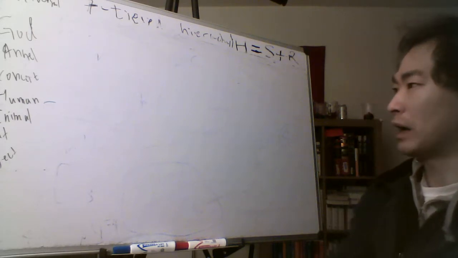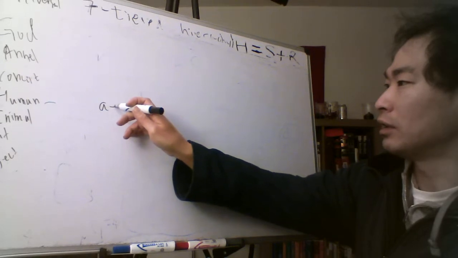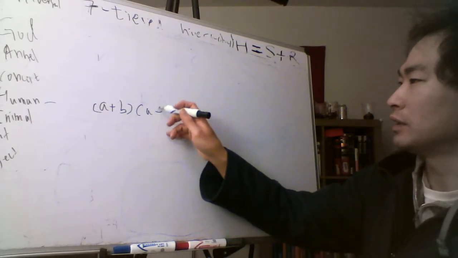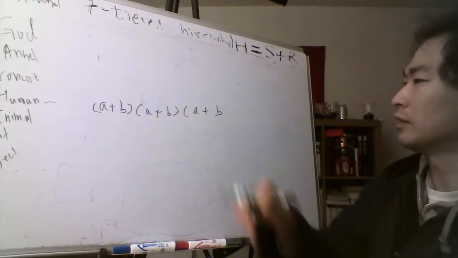What is a binomial coefficient? Let's say you have a plus b times a plus b times a plus b.